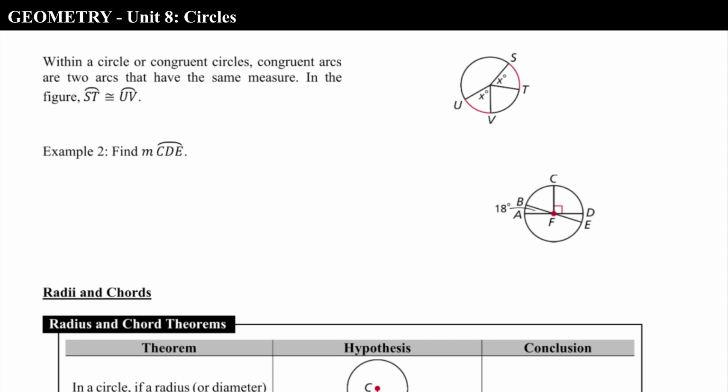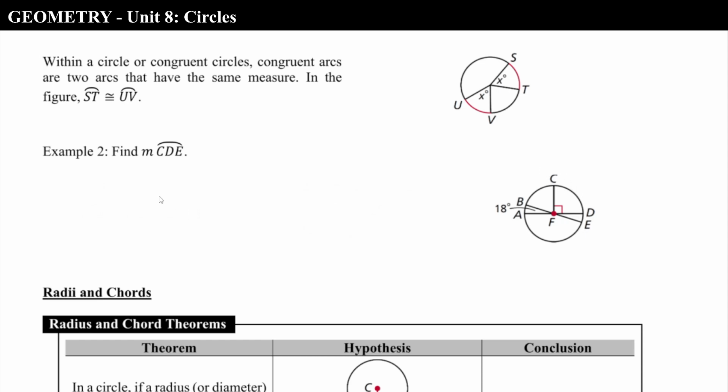So within a circle or congruent circles, congruent arcs are 2 arcs that have the same measure. In the figure, ST and UV have the same arc measure because the central angles are the same. You can use things that we already know from Unit 3 to make the determination that arcs are the same, and that's what we're going to show you here in example 2. Here we want to find the measure of CDE. So CDE is right here.